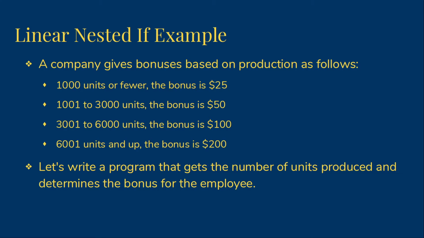So here I have a company that gives bonuses based on production as follows. If someone produces 1,000 units or fewer, the bonus is $25. 1,001 to 3,000, the bonus is $50. 3,000 to 6,000, it's $100, and 6,001 and up, the bonus is $200. So let's write a program that gets the number of units produced and determines the bonus for the employee.